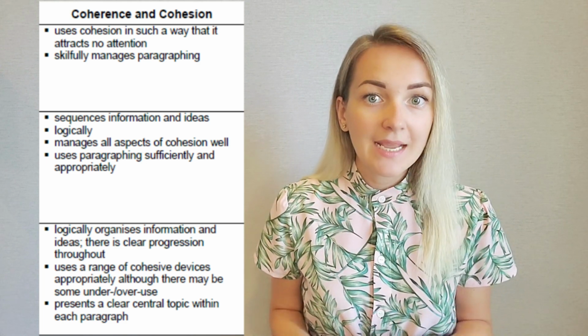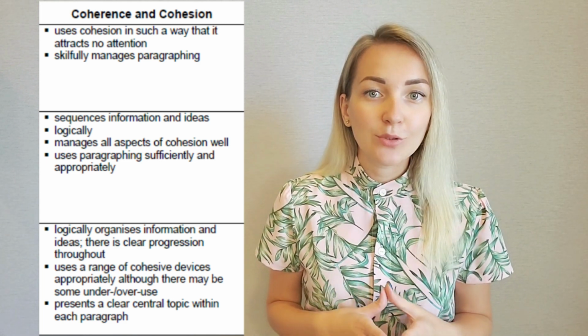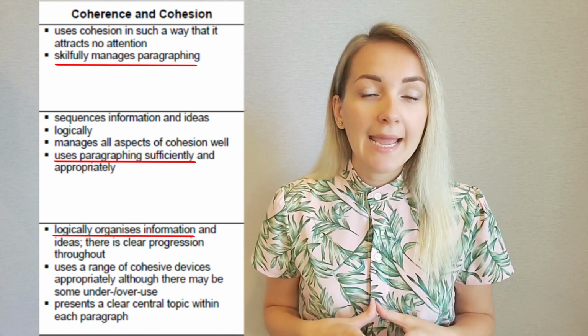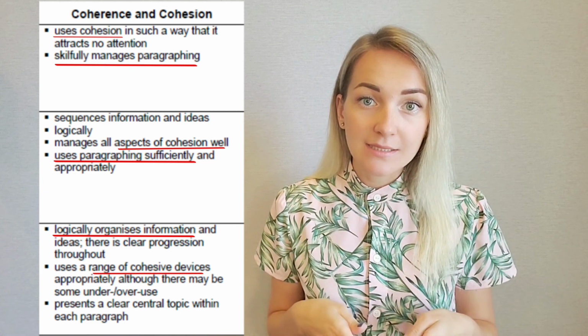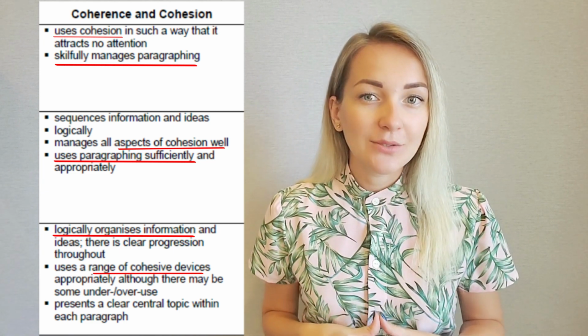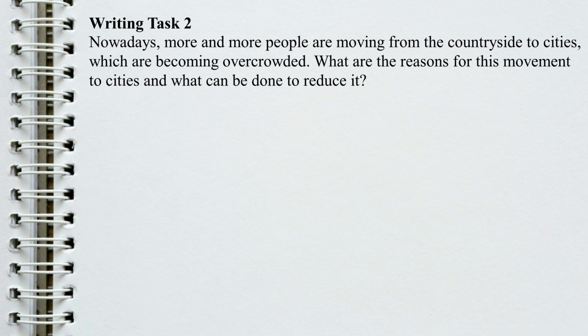The next criterion is coherence and cohesion. This means that you should be able to produce good structure and to connect properly the sentences with each other and the words in the sentence. Let's take a look at the sample. Nowadays, more and more people are moving from the countryside to cities, which are becoming overcrowded. What are the reasons for this movement to cities and what can be done to reduce it? And here is the paragraph written by my student.